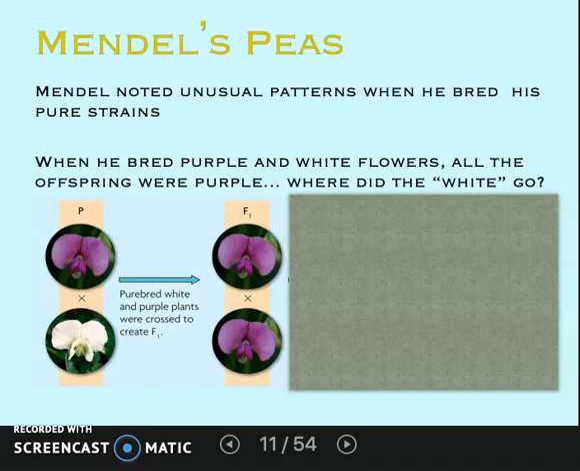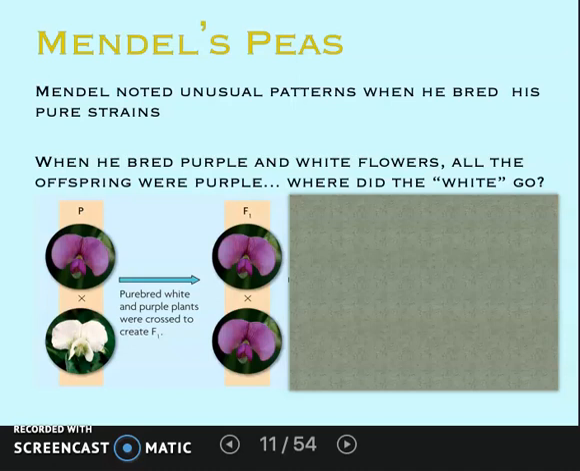Here's some genetics language here. Note that Mendel took 2 true breeding strains of pea plants, Pisum sativum, and the true breeding strains were either purple or white. And when he bred those 2 together, those parental generations, which we denote as P, he ended up getting the F1 generation, or the first filial generation.